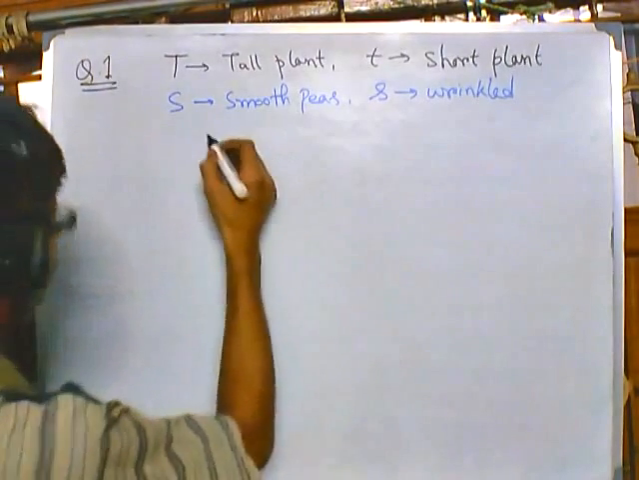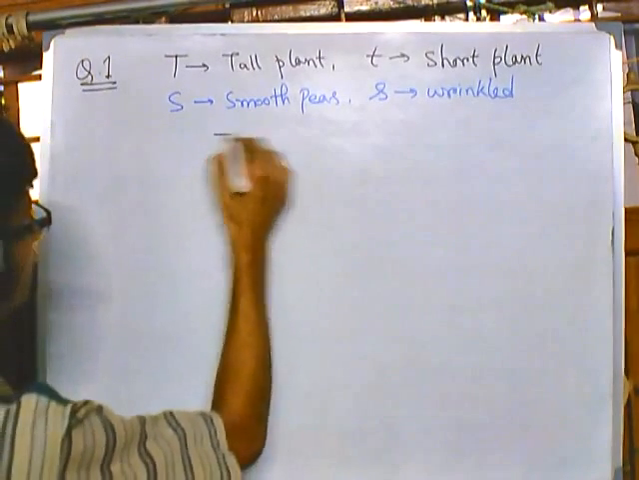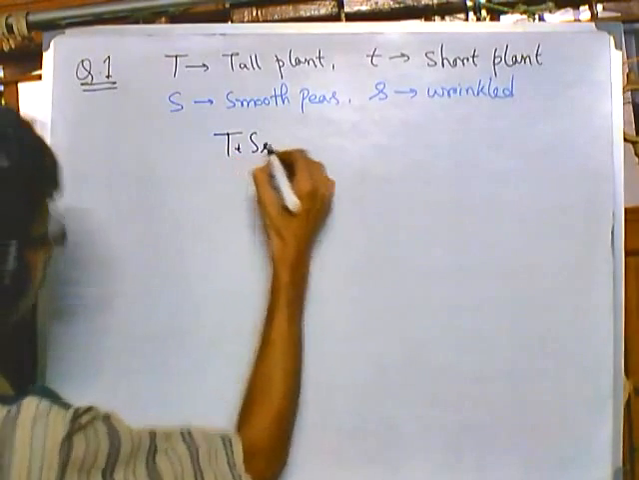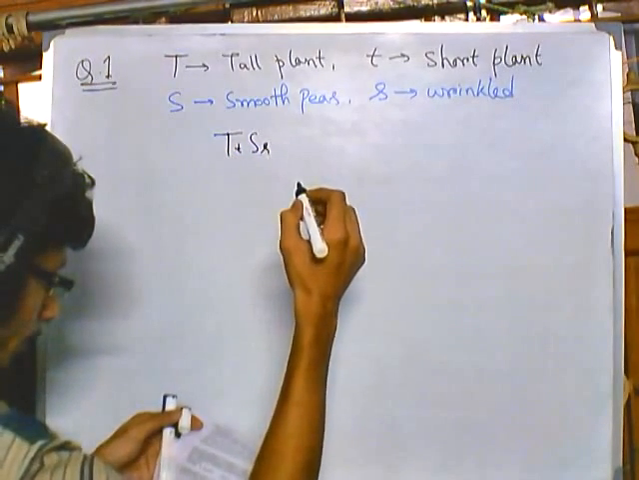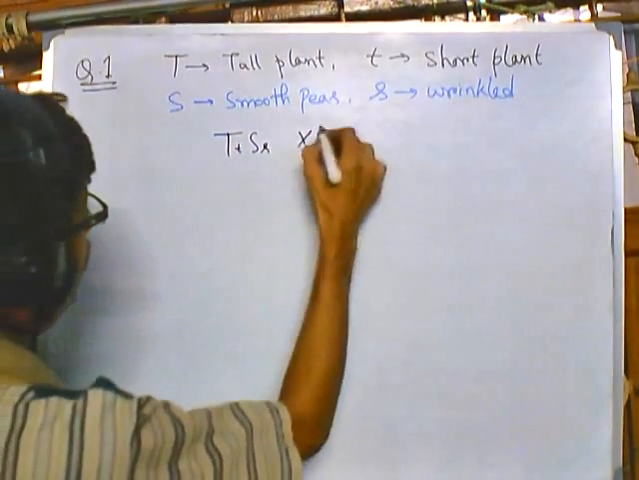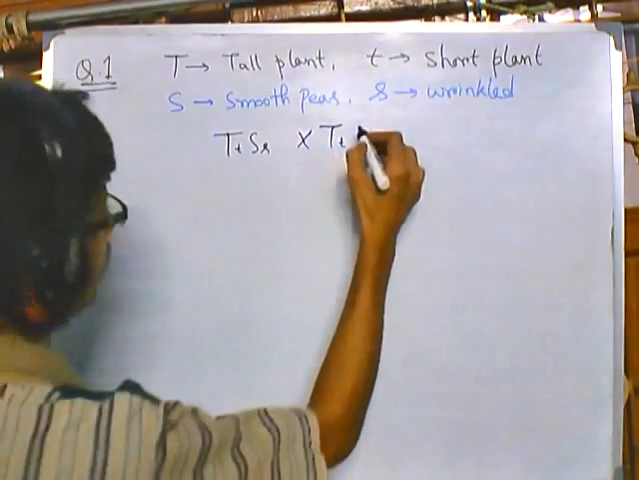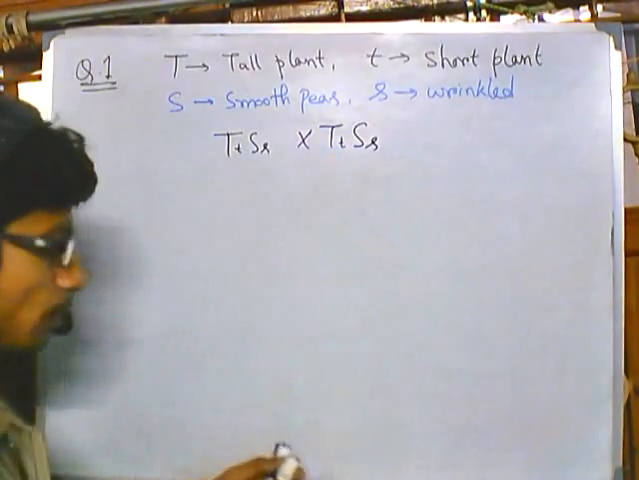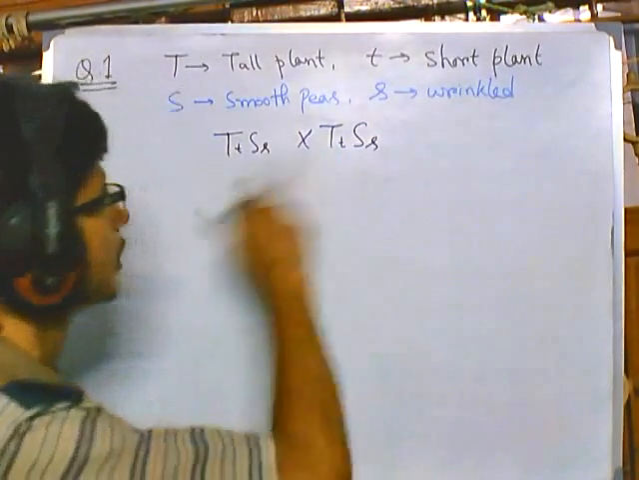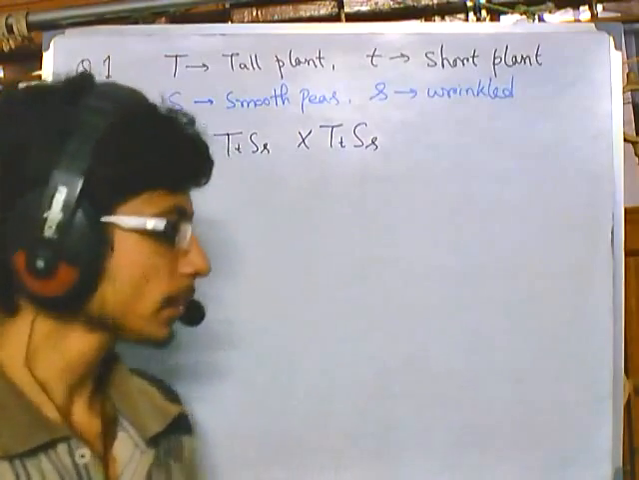Say the cross is between TtSs with TtSs. So both of them are heterozygous in nature. Okay, now let us talk.